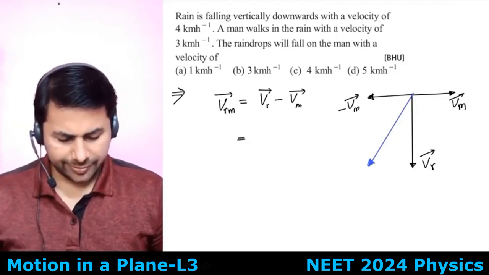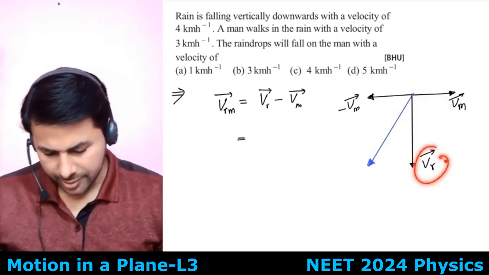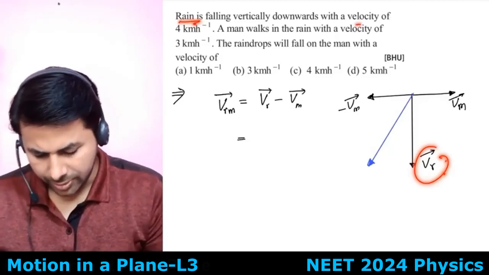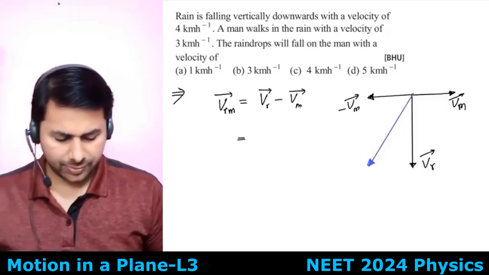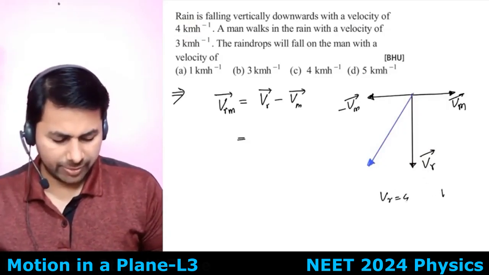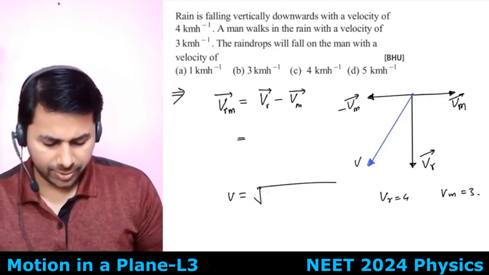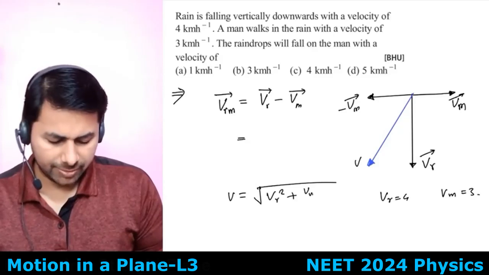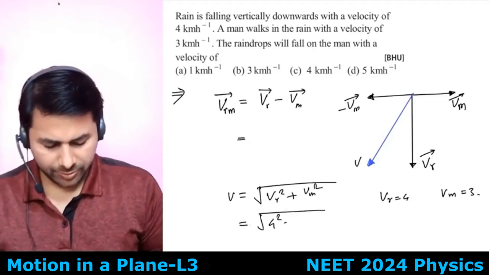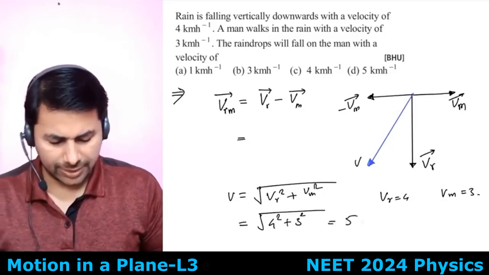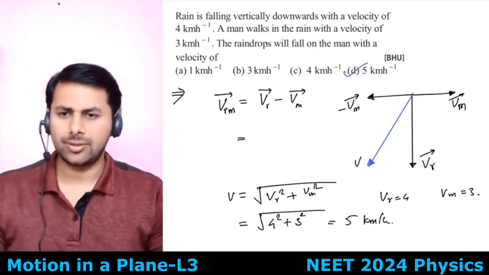All right, so what will be the answer? This is 4, right? This is 4, no? And velocity of man is 3. How much will be this? Vr is equal to 4, Vm is equal to 3. So V will be equal to square root of Vr square plus Vm square. So that is 4 square plus 3 square. Again, this is equal to 5 kilometers per hour. Right?